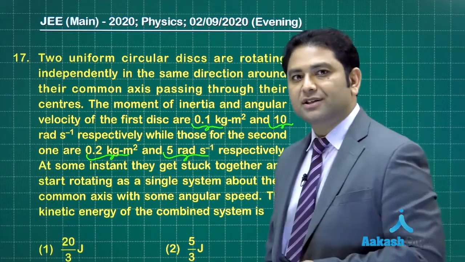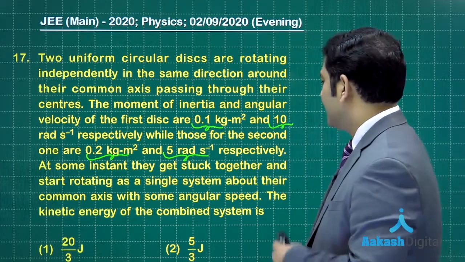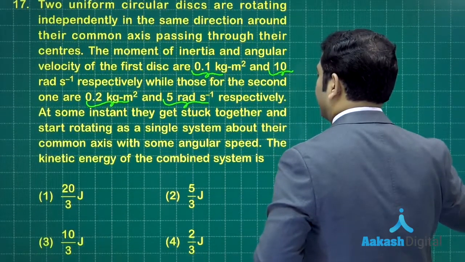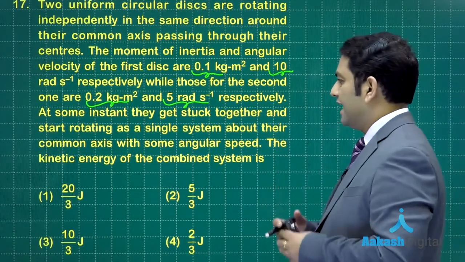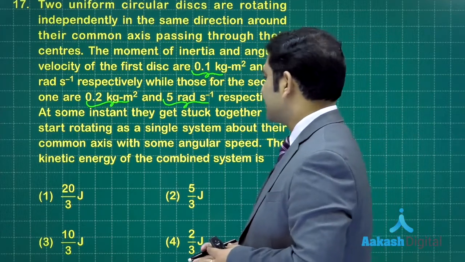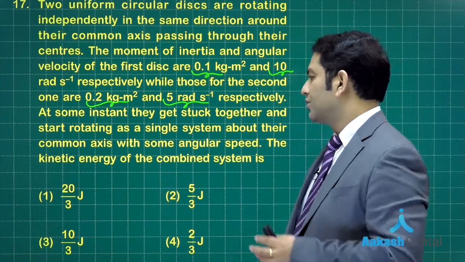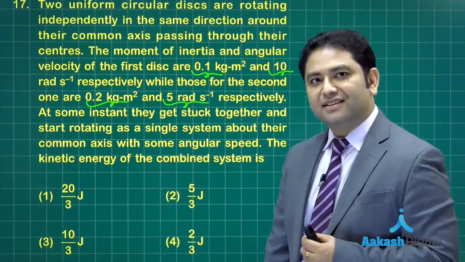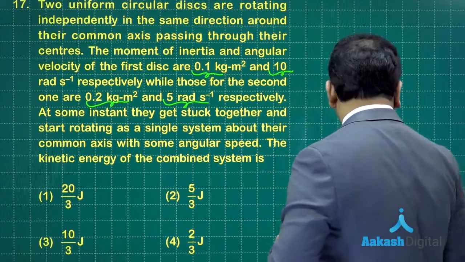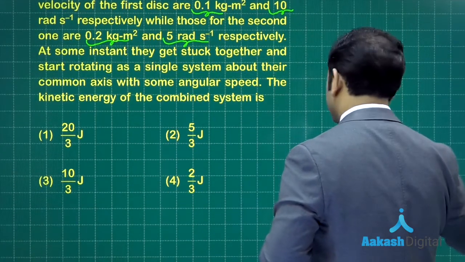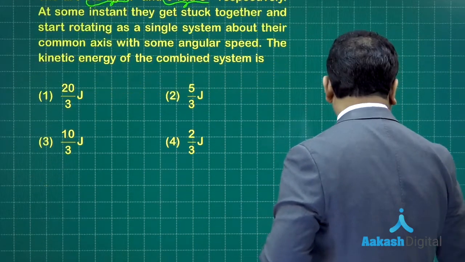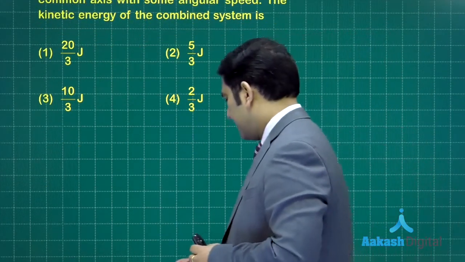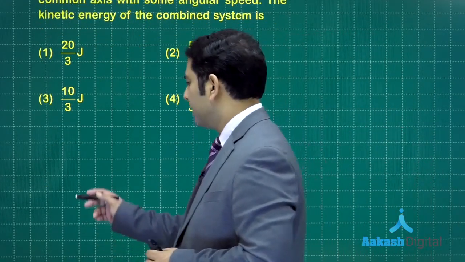So let's do it in terms of variables. Now it says, at some instant they got stuck together and started rotating as a single system. So we need to calculate the kinetic energy of the combined system. Let's try to do a very known format question, and that would require the idea of conservation of angular momentum. Let me quickly show you how the figure goes.